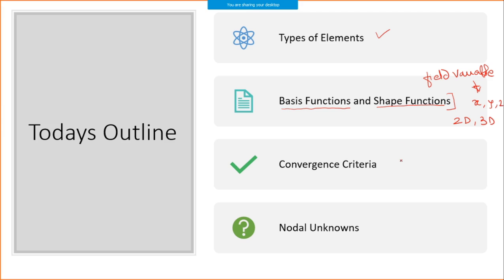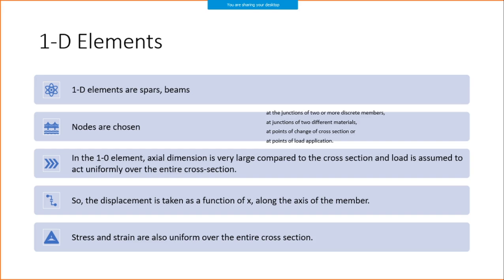And also we are going to discuss the convergence criteria we normally use, and what kind of nodal unknowns are to be determined. Those points we'll also cover in this presentation. So when we look into the 1D element, it is typically a spar element, beam element, truss element, or bar element. All of these come under 1D elements.